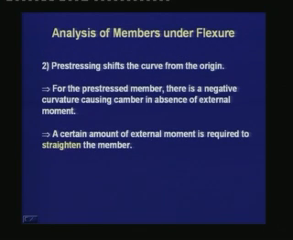The second observation is that prestressing shifts the curve from the origin, which means for the prestressed member there is a negative curvature causing camber in absence of external moment. We had seen earlier that when the prestress is transferred to the concrete member, the member bends up. That means now it has a negative curvature in absence of any external load. Even the self weight may not be adequate to bring it down. That means although the self weight is acting downwards, still due to prestressing the member may hog up, causing camber.